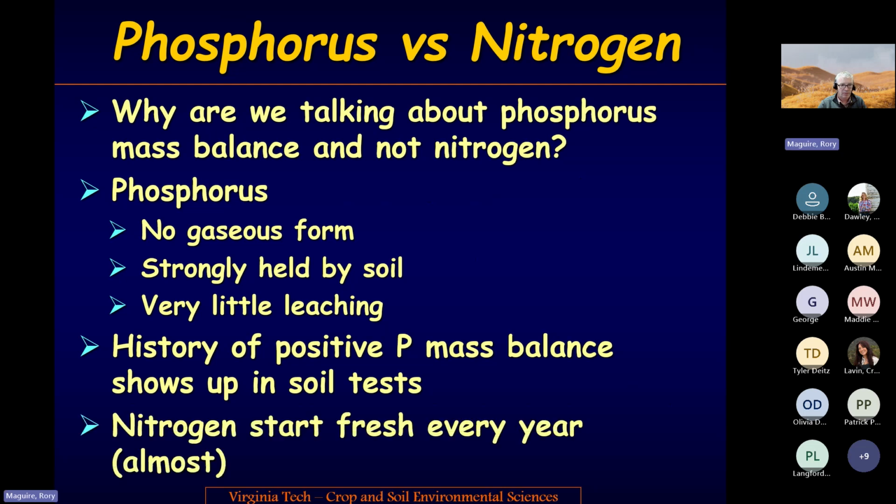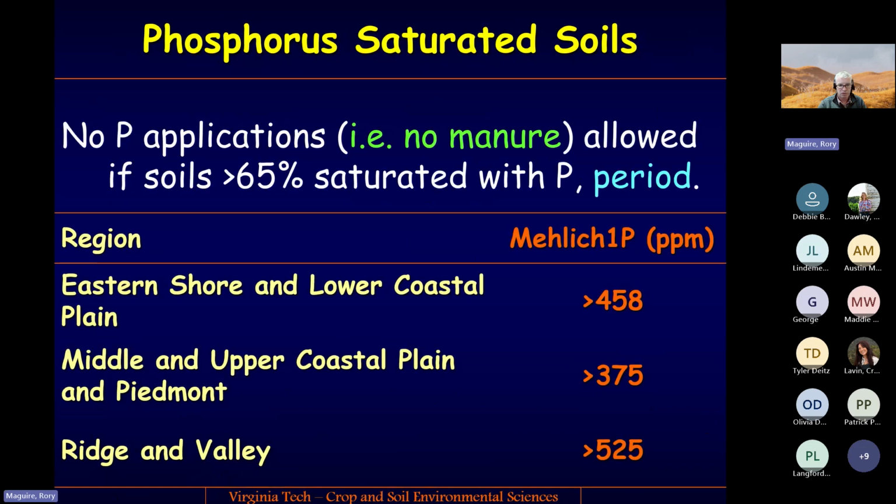Nitrogen, if you over-apply, you're going to have a lot of leaching, and you largely start fresh every year. There's a small amount of carryover, but for the most part, you're starting fresh every year. It does not build up on soils.